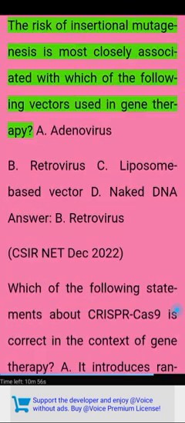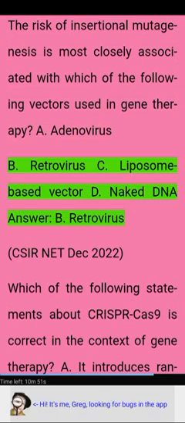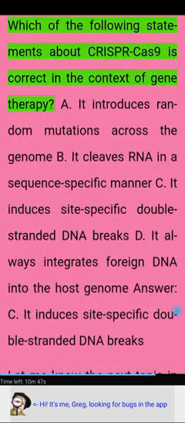CSIR-NET June 2021. The risk of insertional mutagenesis is most closely associated with which of the following vectors used in gene therapy? A. Adenovirus. B. Retrovirus. C. Liposome based vector. D. Naked DNA. Answer. B. Retrovirus. CSIR-NET Deck 2022. Which of the following statements about CRISPR Cas9 is correct in the context of gene therapy?